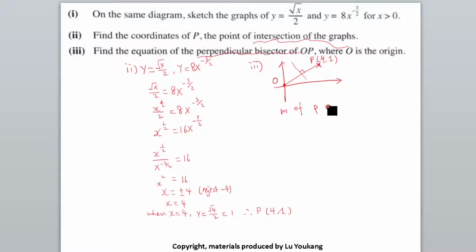So let's find out the gradient of OP first, because this gradient of OP will help us find the gradient of the perpendicular bisector. So the gradient m of OP is 1/4. Therefore, the gradient of the perpendicular bisector of OP, we call it PB of OP, short form, PB, perpendicular bisector of OP, is -1 divided by 1/4, and you should get -4.